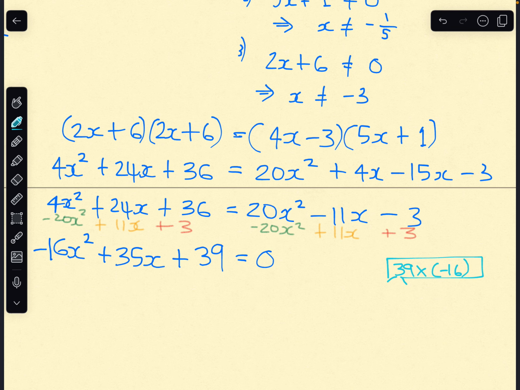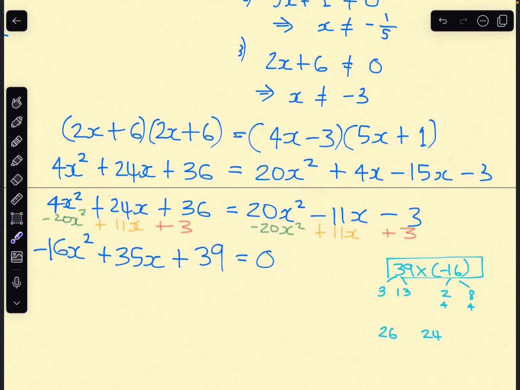So 39 is the same as 3 and 13. 16 is the same as 2 and 8, or 4 and 4. So let's see if we can combine these factors in interesting ways. If I look at 13 and 2, that gives me 26 as one of the factors of this number, and then its partner will be 3 and 8, so 24. Okay, the difference between them is 2, so that definitely doesn't work.